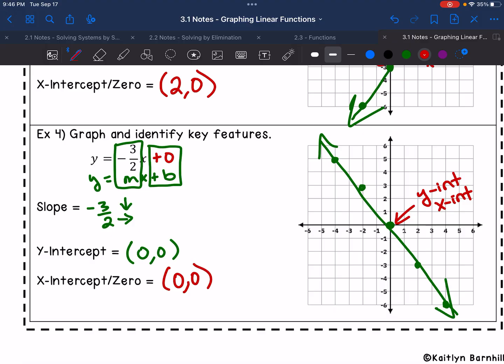And then of course we could see that slope. We should be going down 3 and right 2. And I could double check that with my calculator.